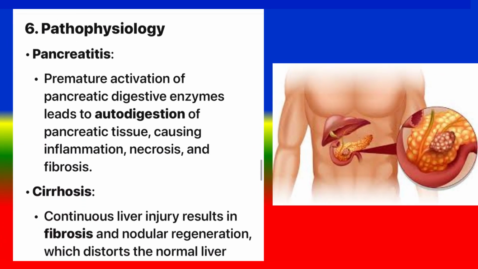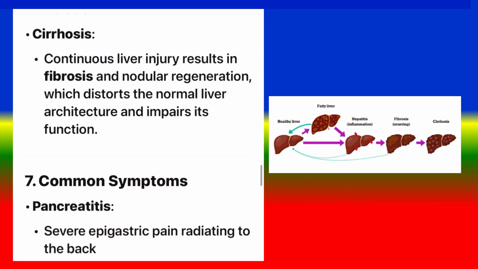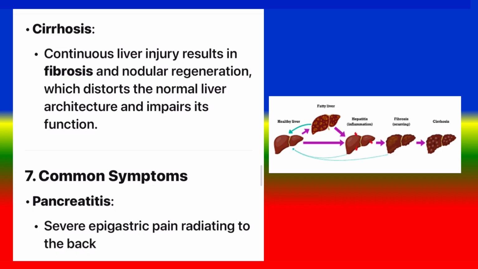6. Pathophysiology. Pancreatitis. Premature activation of pancreatic digestive enzymes leads to autodigestion of pancreatic tissue, causing inflammation, necrosis, and fibrosis. Cirrhosis. Continuous liver injury results in fibrosis and nodular regeneration, which distorts the normal liver architecture and impairs its function.